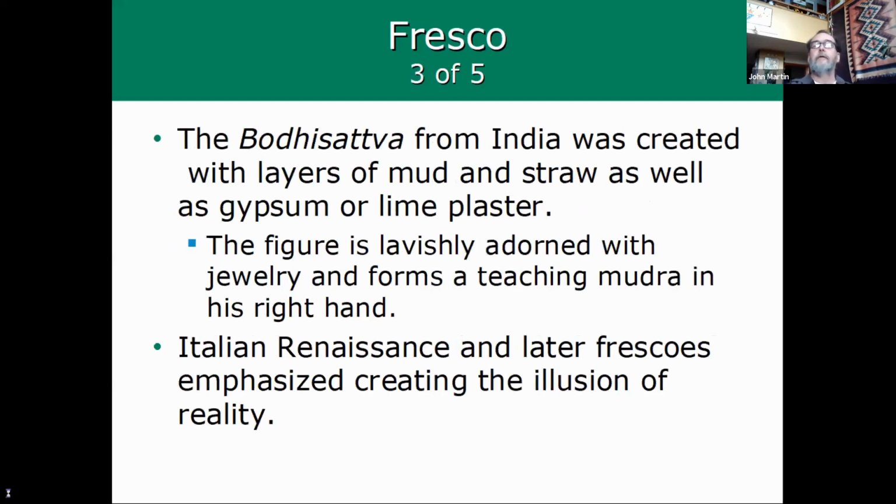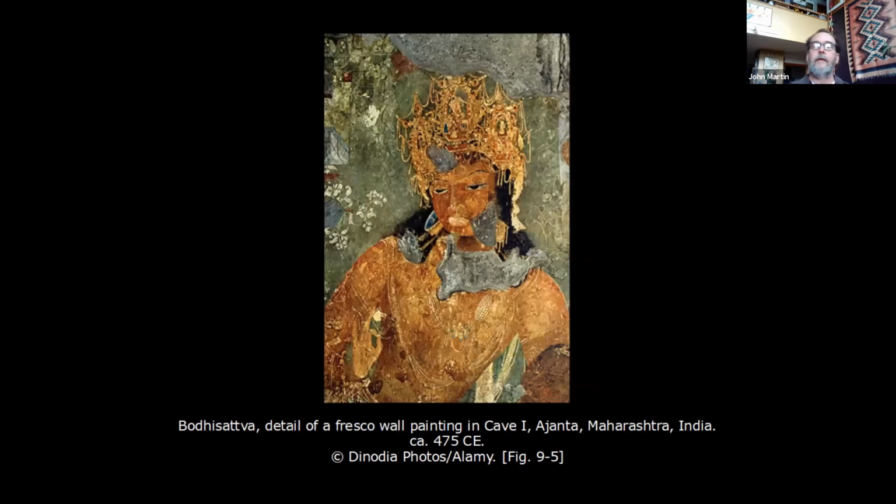The Bodhisattva from India was created with layers of mud and straw, as well as gypsum or lime plaster. The figure is lavishly adorned with jewelry and forms a teaching mudra in his right hand. Italian Renaissance and later frescoes emphasized creating the illusion of reality. So this is a very unique cave painting where they're incorporating the mud and straw and the fresco gypsum plaster into making a very durable cave painting.